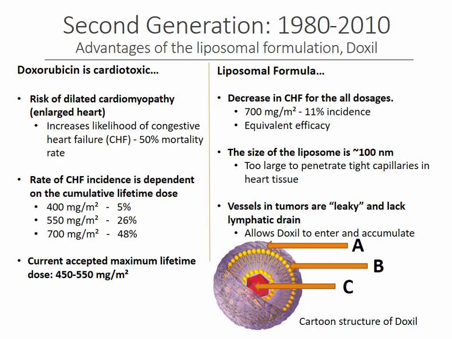Got a little cartoon structure of Doxil here. C is pointing to the doxorubicin, and that is right at the core of this, contained in the core. That is surrounded by a phospholipid bilayer. We're going to be talking about the structure of liposomes a lot more in a little bit. And A is a polyethylene glycol coating. Once again, we're going to be going into more detail on that in just a moment.